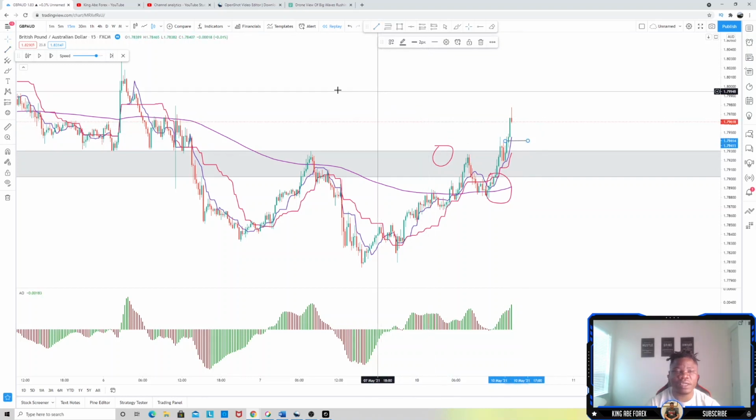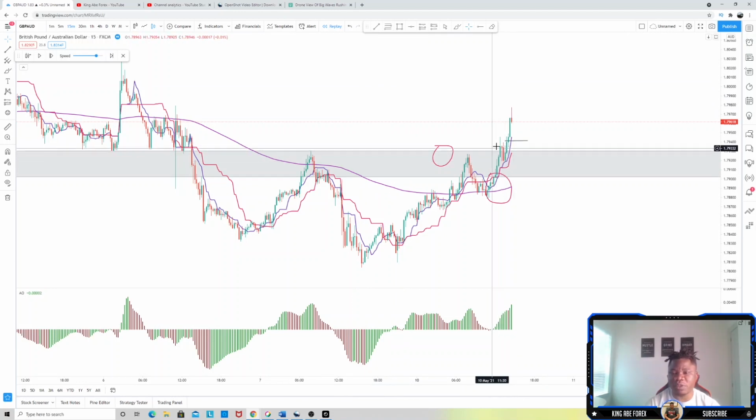This is where your entry is going to be, because we waited for price. Price closed above our resistance. Now we waited for price to give us a retest. Now it gave us that retest, so now we can get in right over here.